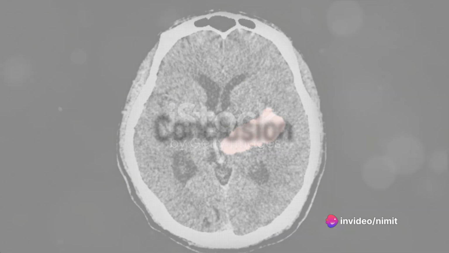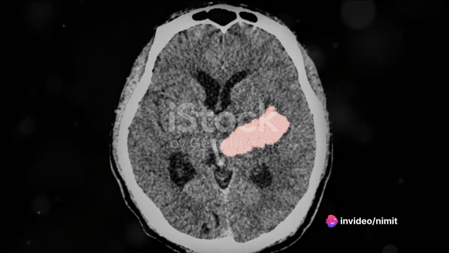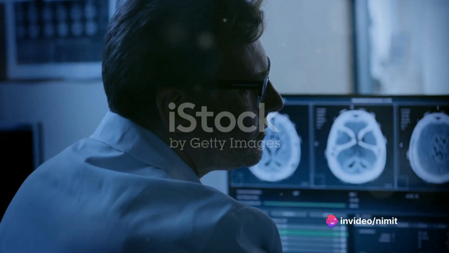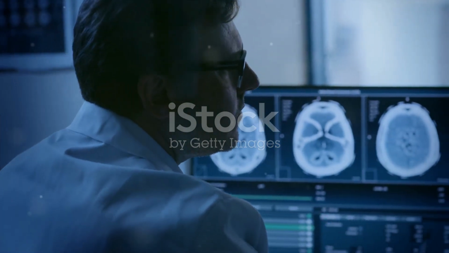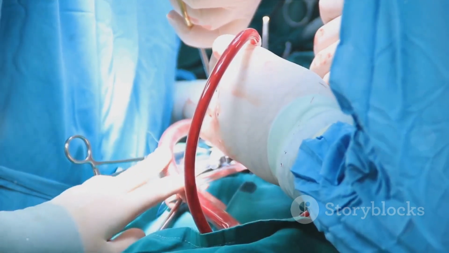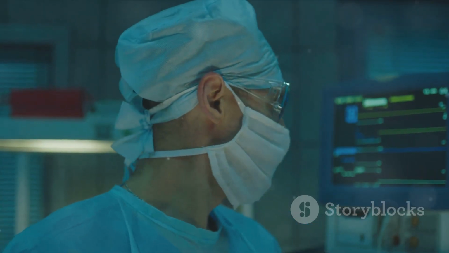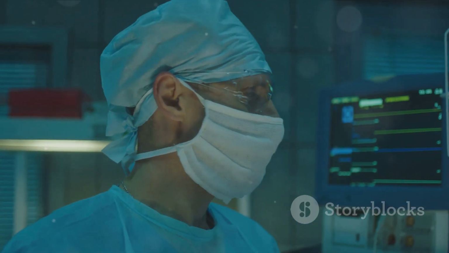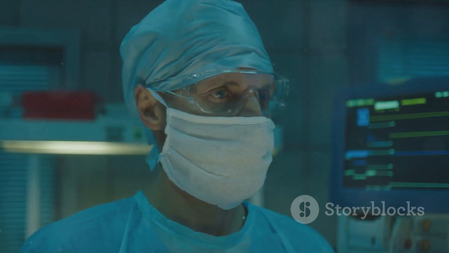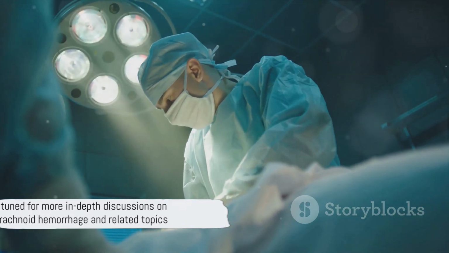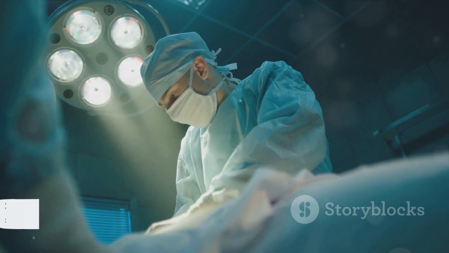To summarize, subarachnoid hemorrhage is a complex condition with various types, causes, and symptoms. It requires careful diagnosis using both clinical and radiological grading, and its management is divided into 3 key phases. This knowledge is crucial for medical professionals, particularly those specializing in neurocritical care. Stay tuned for more in-depth discussions on this and other related topics.